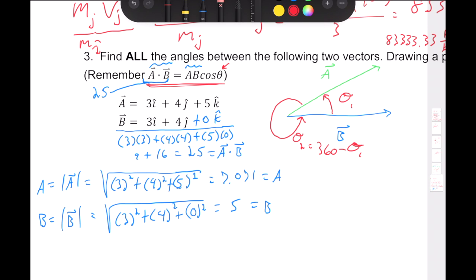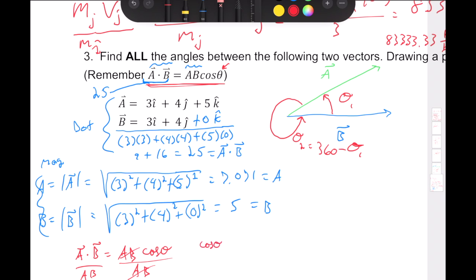Here, I'll do this in red. This is the next step. I guess there's a few steps. You have the dot product here. You have the magnitude equations down here. And then the last step is just solving this equation. So A dotted with B equals magnitude A, magnitude B times cosine of theta. Well, why don't we divide both sides by A times B so that we can at least get cosine theta alone. Cosine theta is A dotted with B over magnitude A times magnitude B.